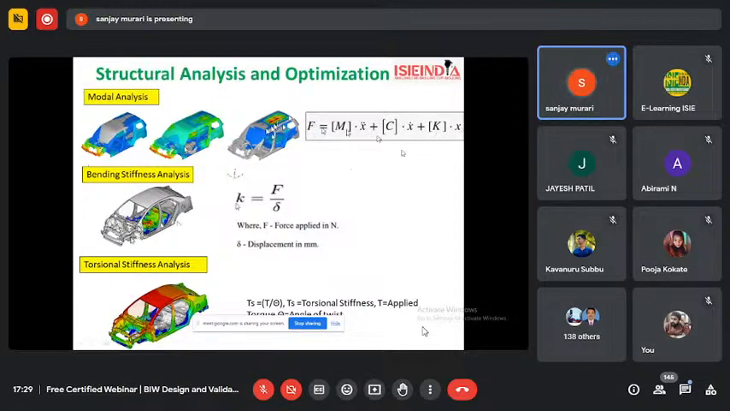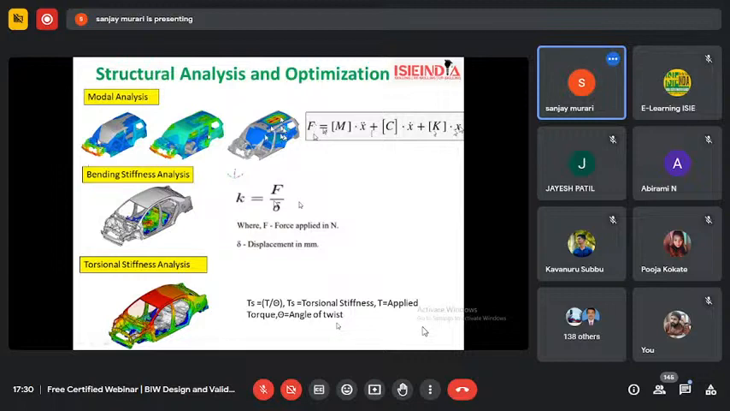So from that, we know that stiffness, F is equal to Kx here, right? F is equal to Kx. If these first two terms are not there, F is equal to Kx it will be. So X is nothing but deformation. So from here, K is equal to F by X. So from here, we will get the bending stiffness.